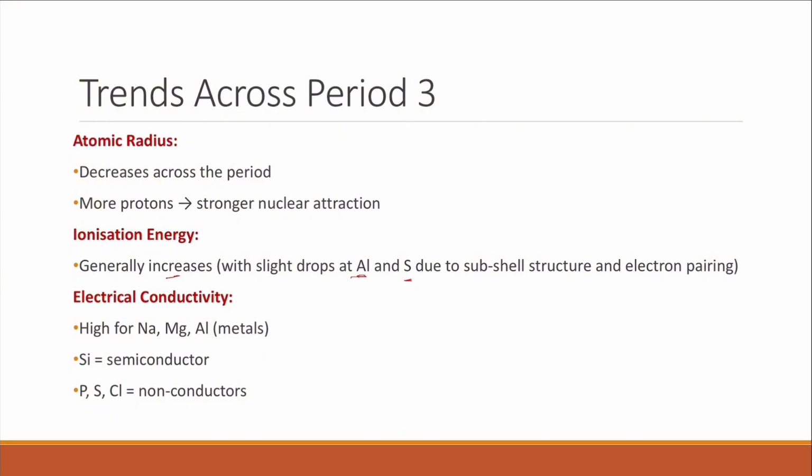So there is some repulsion between the electrons compared to the phosphorus. The electric conductivity will be high for the metals, silicon is a semiconductor, and the non-metals, phosphorus, sulfur, and chlorine, are non-conductors.